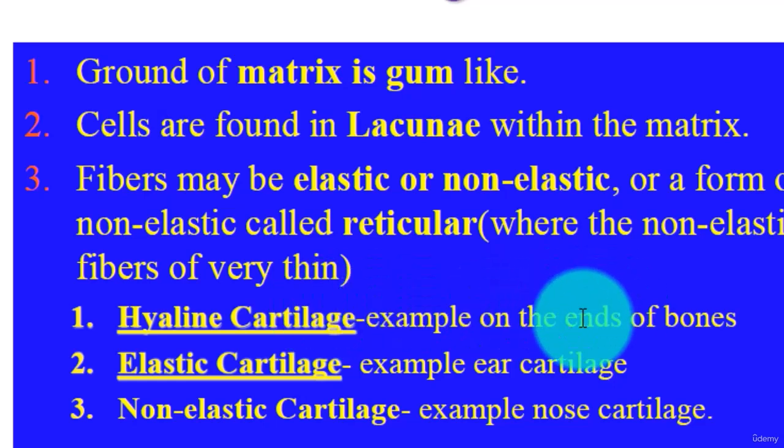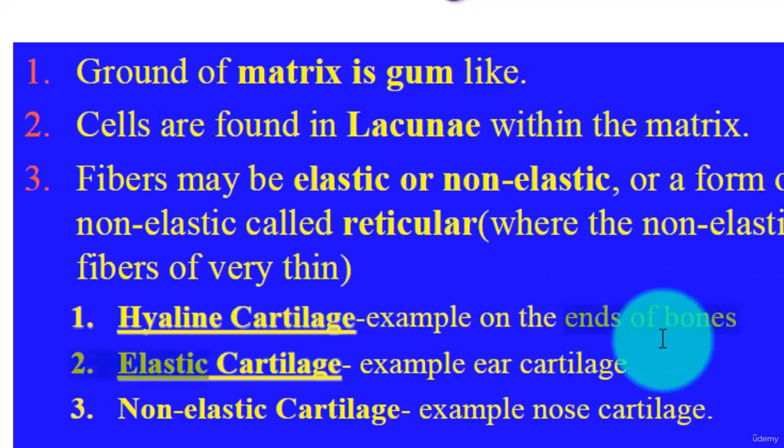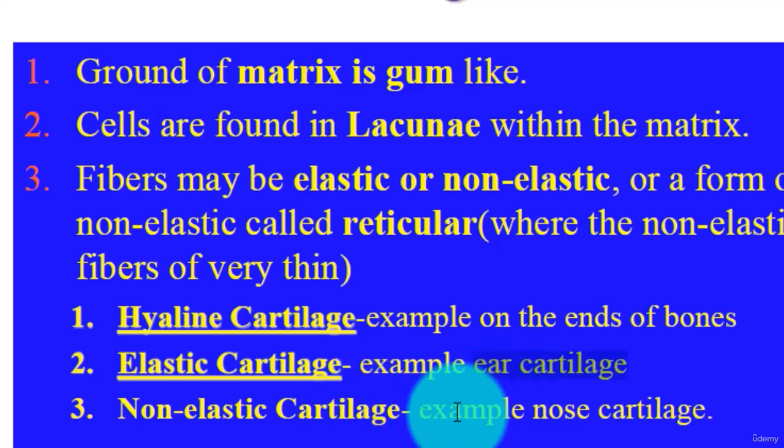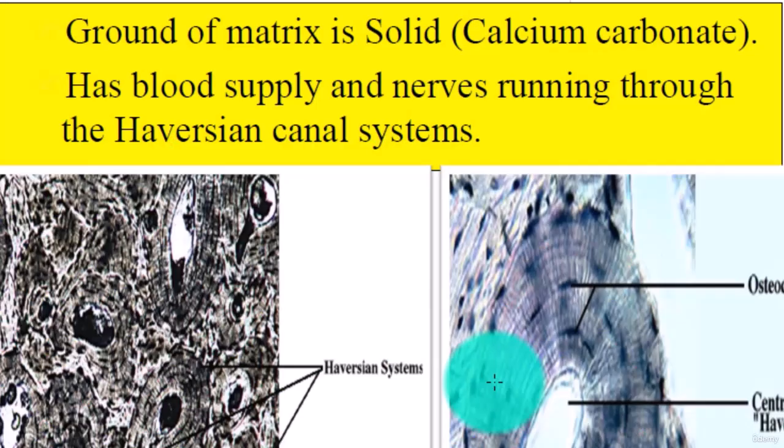Hyaline cartilage, for example the ends of the bones. Elastic cartilage, for example ear cartilage. Non-elastic, for example the nose cartilage. Hyaline cartilage under the microscope. Elastic cartilage under the microscope. Bone: the ground substance is solid calcium carbonate, and it has blood supply and nerves running through the Haversian canal.